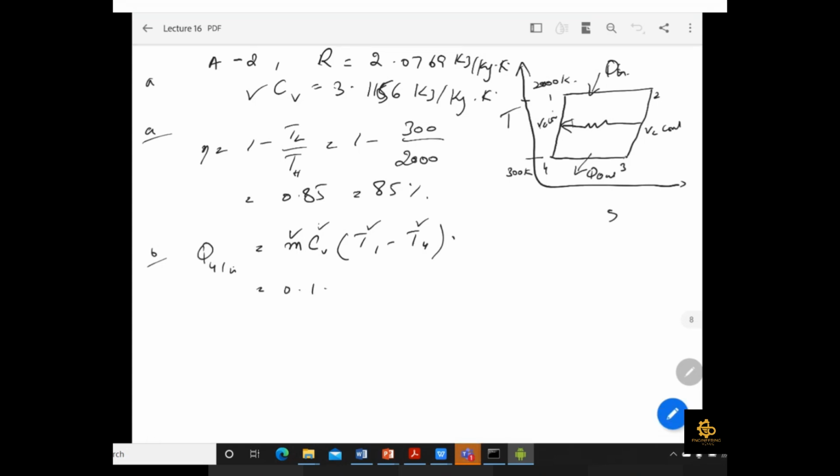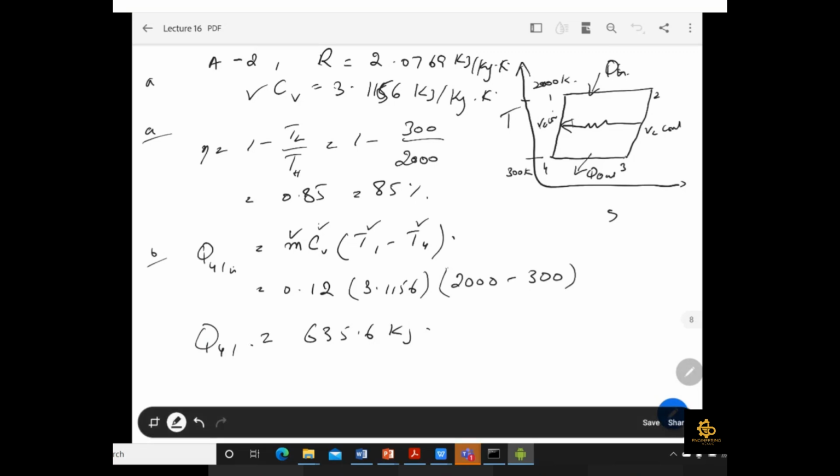So you can simply put in the values: 0.12 kg, 3.1156, T1 is 2000, T4 is 300, which is equal to 635.6 kilojoule. This is Q regeneration, the solution for your part B. You have to note it down, then I will go to the next part.